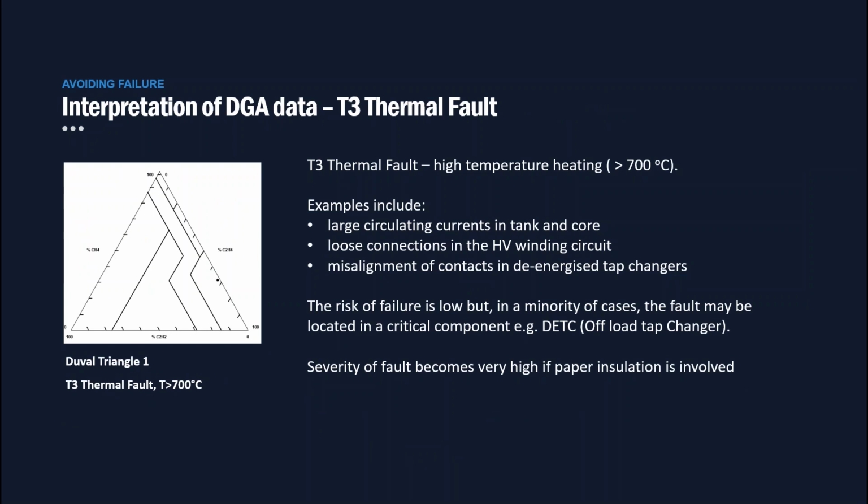ways that we can interpret the dissolved gas test data. Here we were looking at the output of Duval triangle 1 for the DGA results we just looked at. For these results, the output of the triangle 1 is down here, a T3 thermal fault, heating above 700 degrees Celsius. Example causes include large circulating currents in the tank and the core, and misalignment of contacts in an offload tap changer. The risk of failure increases if paper is involved.